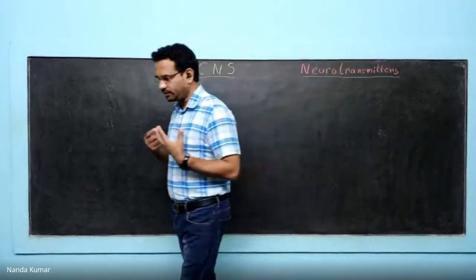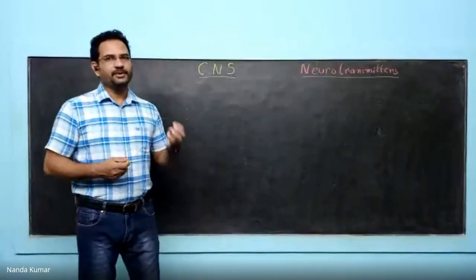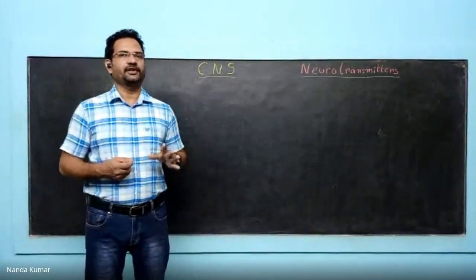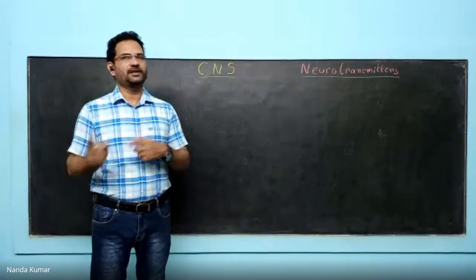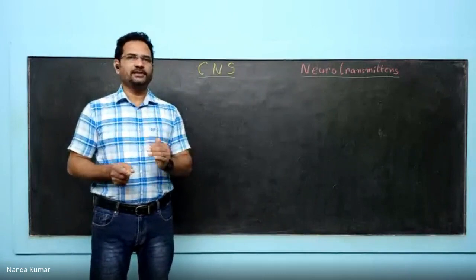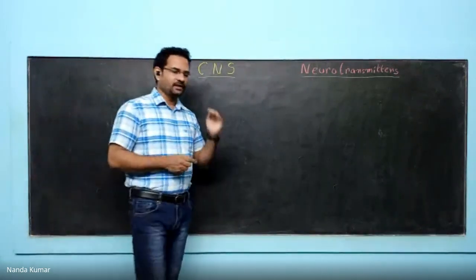In human beings, there are two types of neuronal communication: chemical neurotransmission and electrical neurotransmission. Electrical neurotransmission, where the direct passing of ions causes transmission, is very rare in human beings. But the major one is chemical neurotransmission.